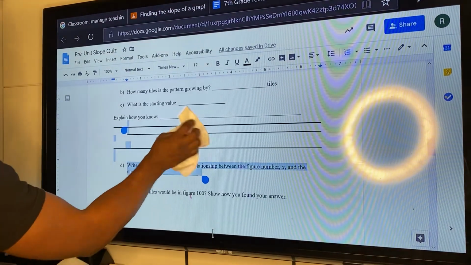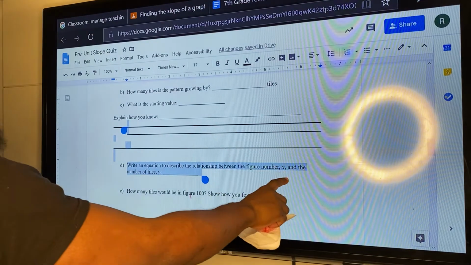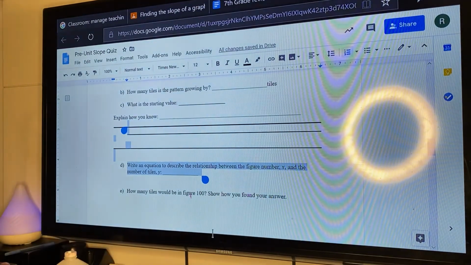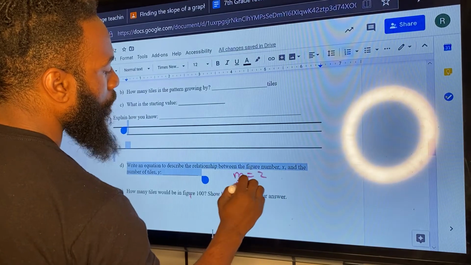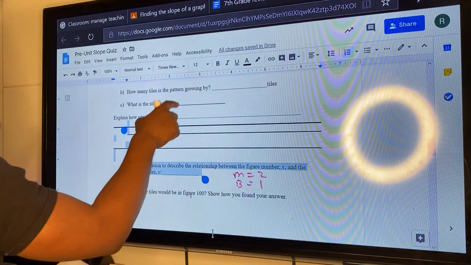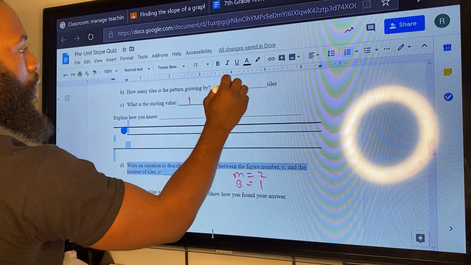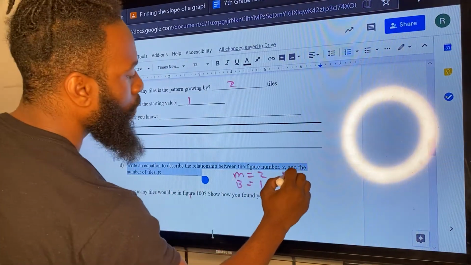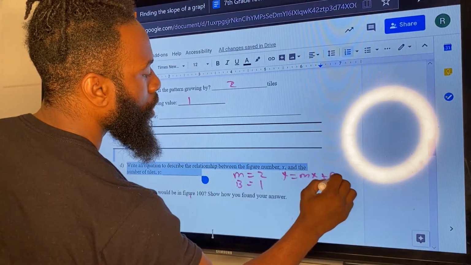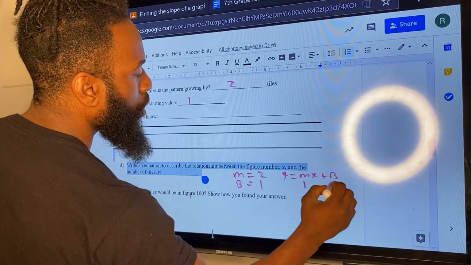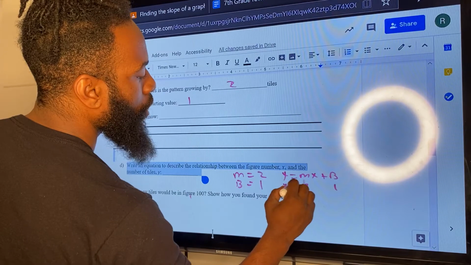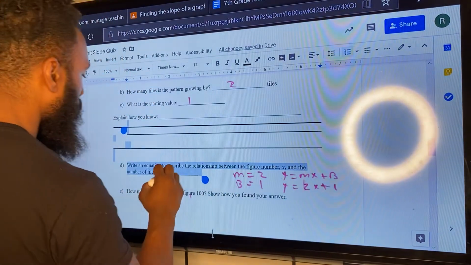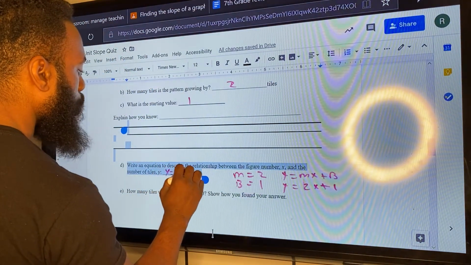It says write an equation to describe the relationship between the figure number x and the number of tiles y. We know the slope is 2 and the y-intercept is 1, which is the starting value. This was 1 and this was 2. So to put it in y equals mx plus b form, we know that m is 2 and b is 1, and we just fill in the blanks. So y equals 2x plus 1.